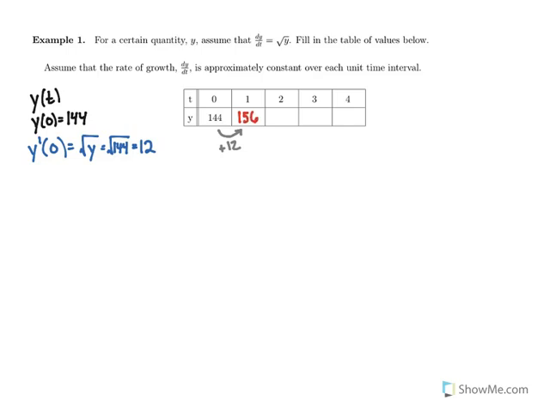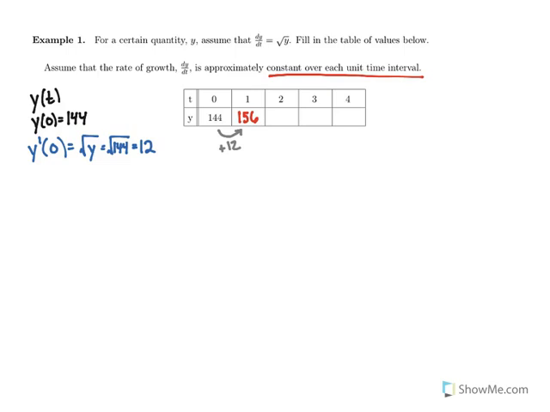And then the derivative equal to 12 is obsolete at this point. We can say that it's going to be about 12. It's going to be constant over each unit time interval, which means that we're going to assume that it's 12 for the entire t interval 0 to 1.